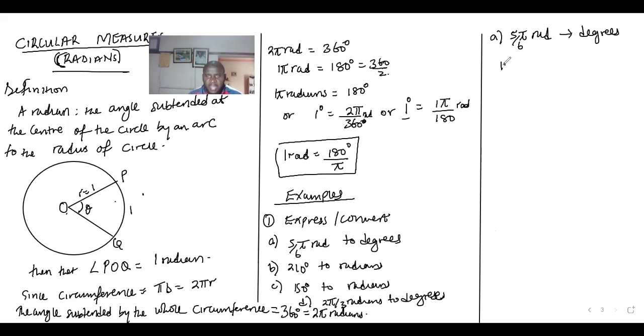We have seen 1 radian is equivalent to 180 degrees out of pi. So if I have 5 out of 6 pi in radians, they will be equivalent to 180 degrees out of pi times 5 out of 6 pi. I lose the pi, 6 divided by 6 once, 30. Therefore, 5 out of 6 pi in radians is 150 degrees.